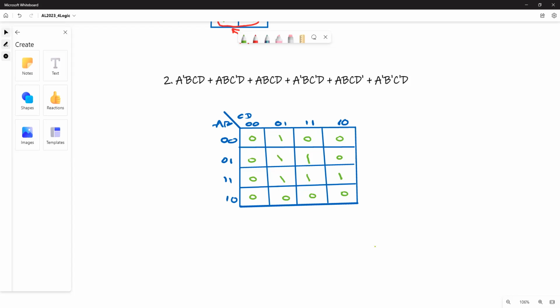Okay, now you have to make the largest possible group which is a multiple of 2.